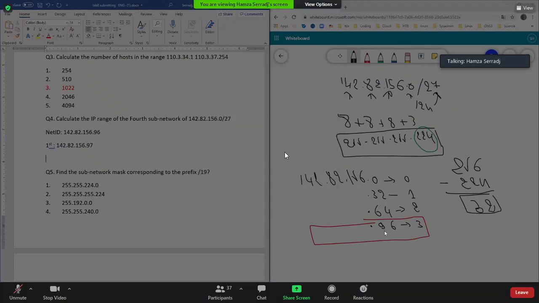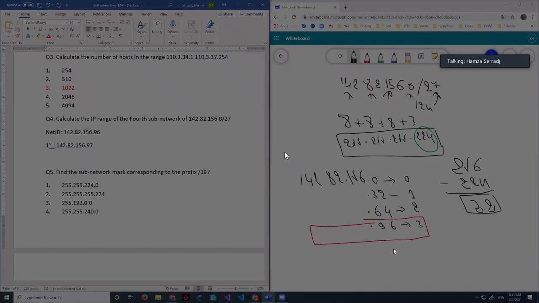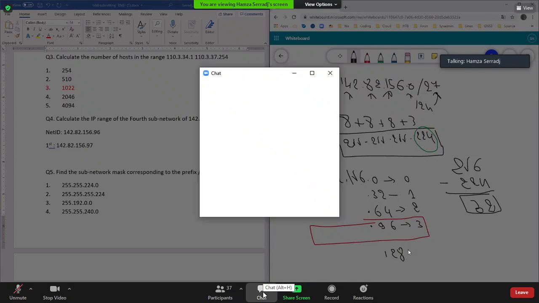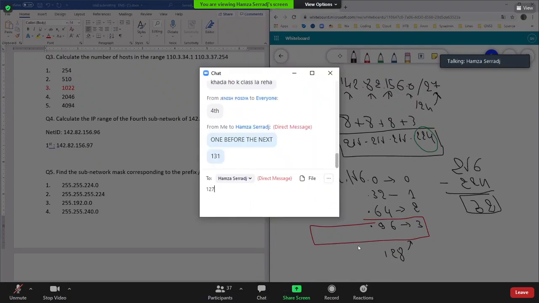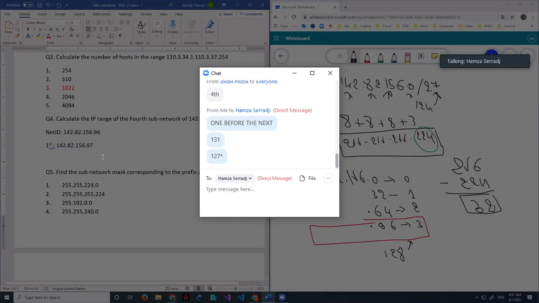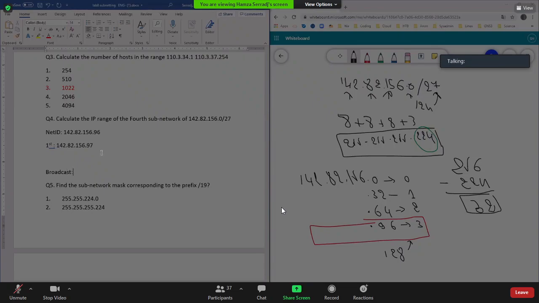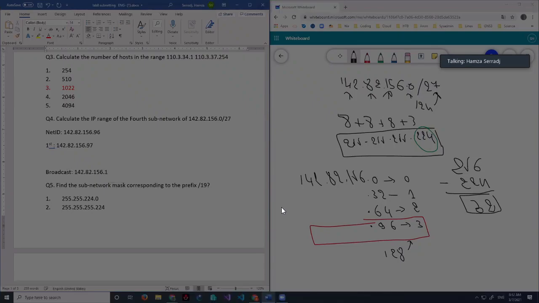So for the fifth subnet, 96 plus 32 gives you 128, right? 128, so minus 1, 127 here is the broadcast. Of course, the last address will be 126, right? Now be careful, Karan, it's not 31.